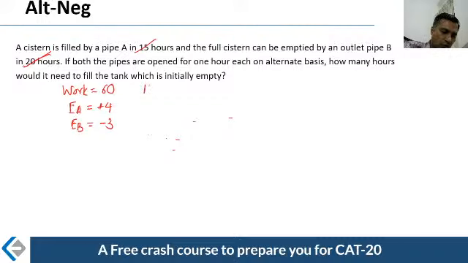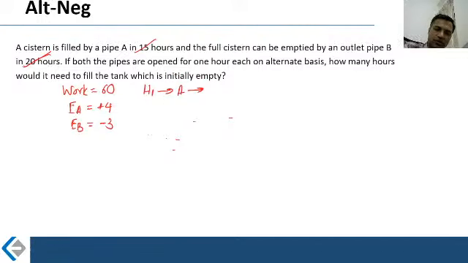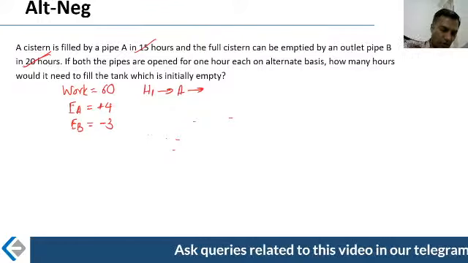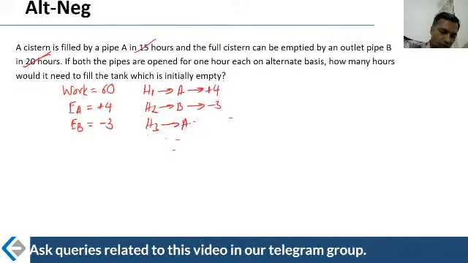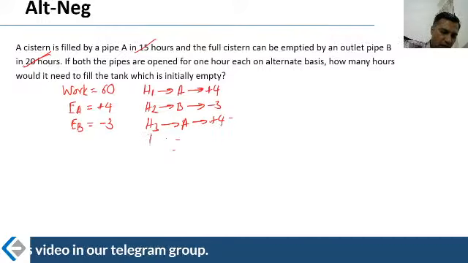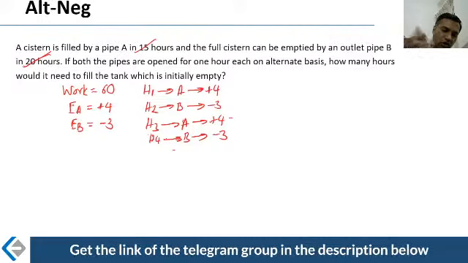First hour, A comes to work, because B cannot come to work since the tank is initially empty. There is no point in opening tap B, no water comes out, right? Therefore, A has to come. A comes to work, contributes 4 to the system. Hour 2, B comes to work, draws out 3 from the system. Now hour 3, A comes, contributes 4 to the system. Hour 4, B comes. Now B is open, so it draws out minus 3.